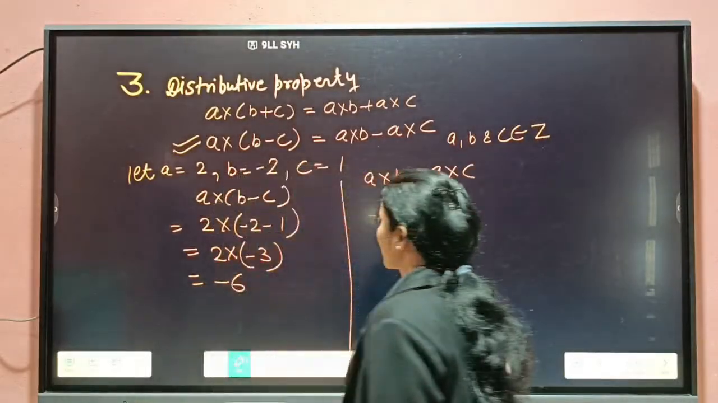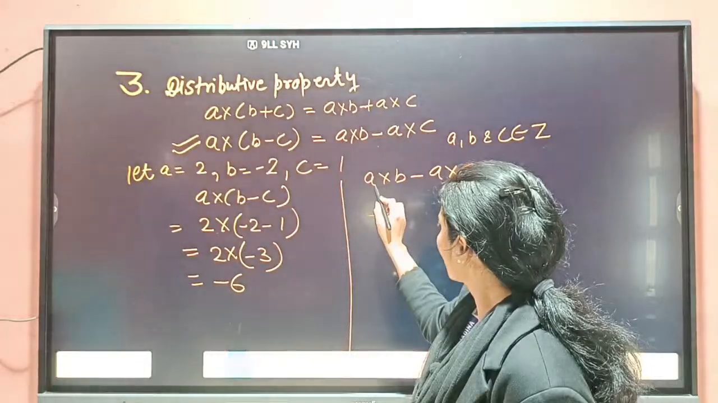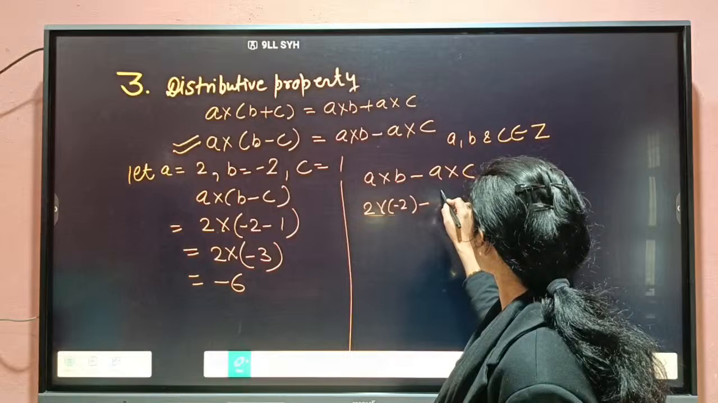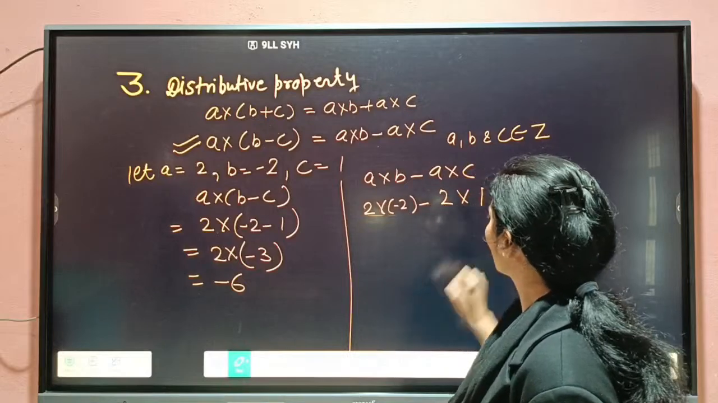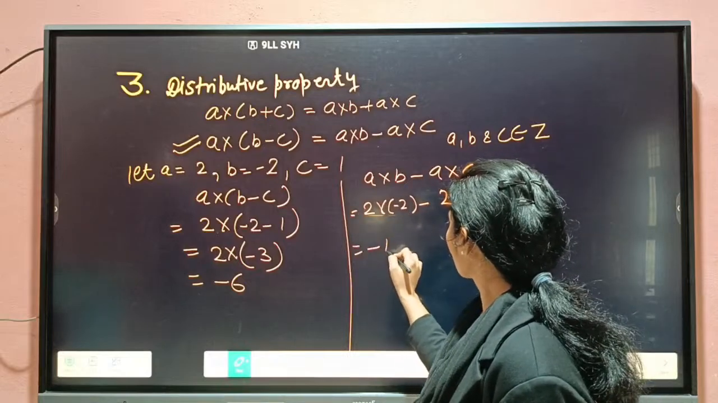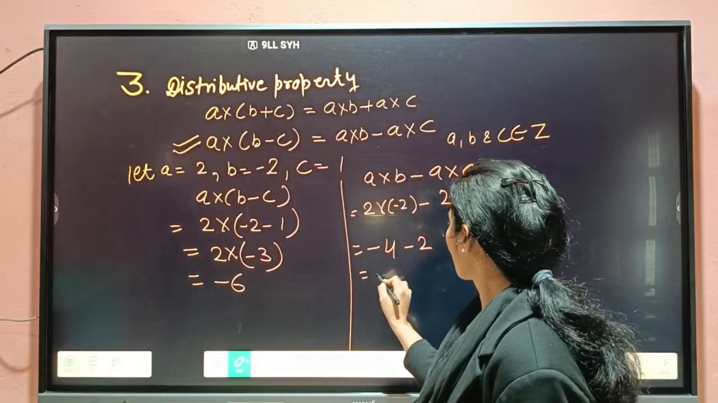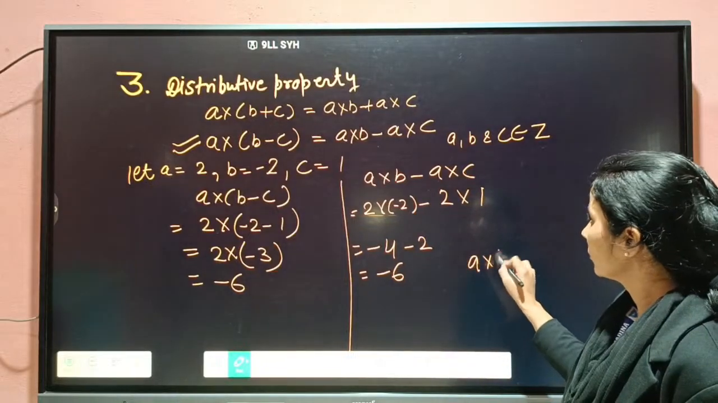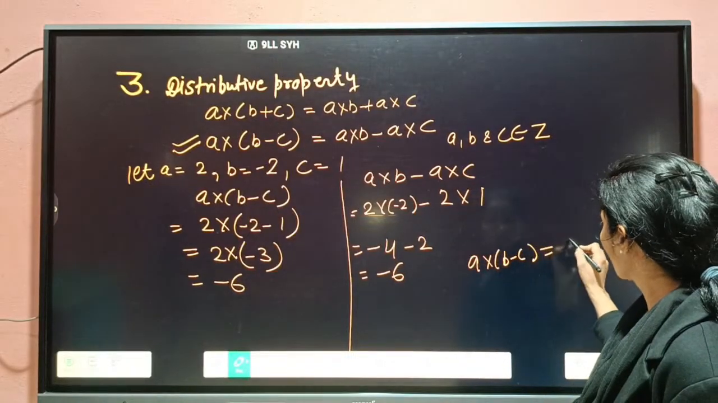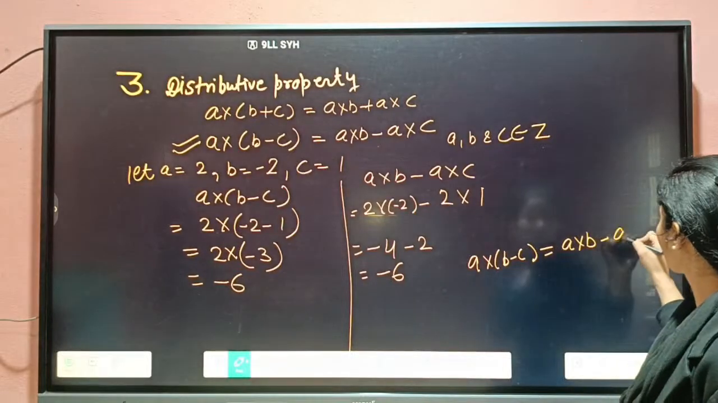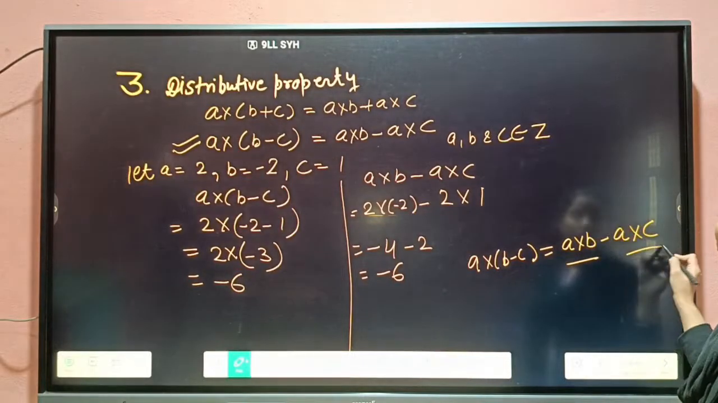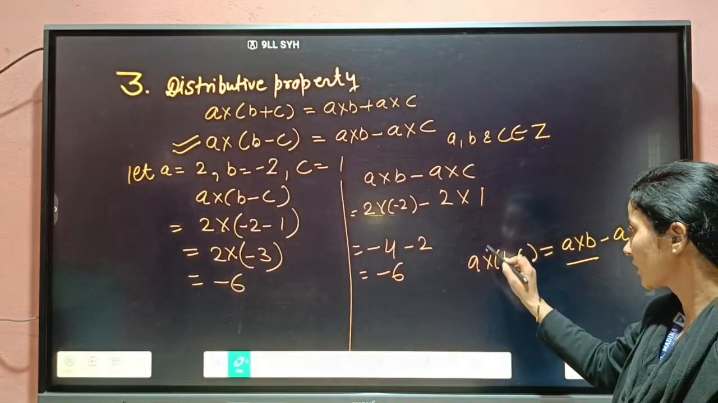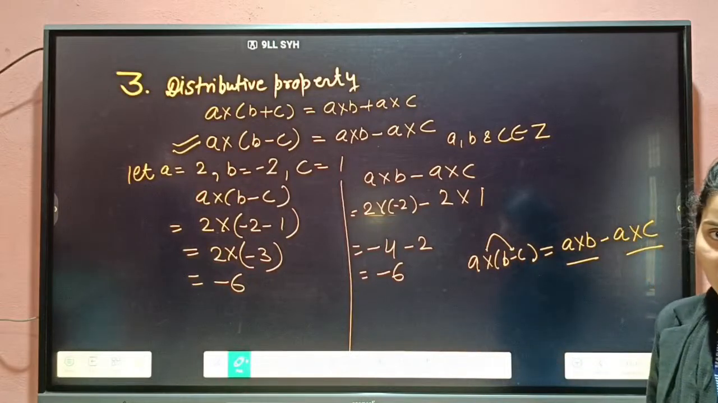This right hand side we are going to solve. What is the value of A? A is 2, B is minus 2, A is 2 and C is 1. This is minus 4 minus 2. The answer is minus 6. As we observed, A into B minus C is equal to A into B minus A into C. So we can say multiplication distributes over subtraction.